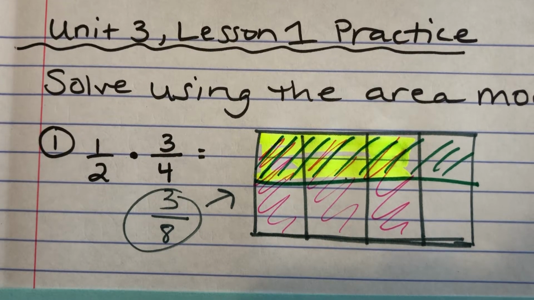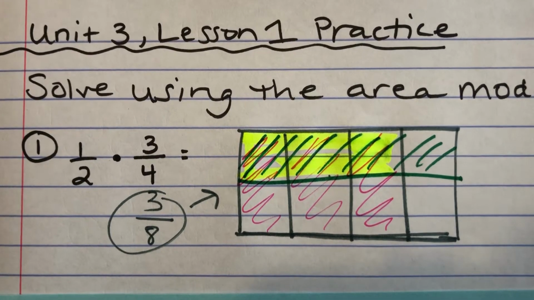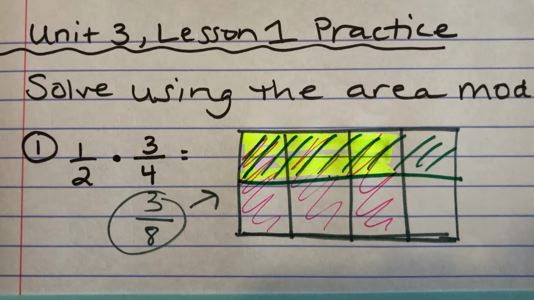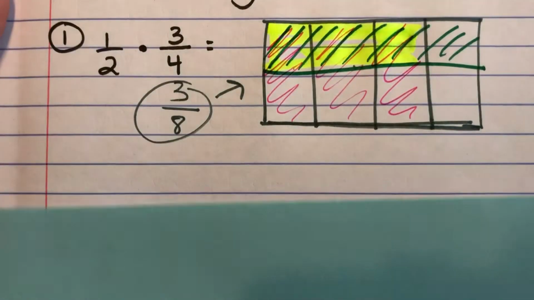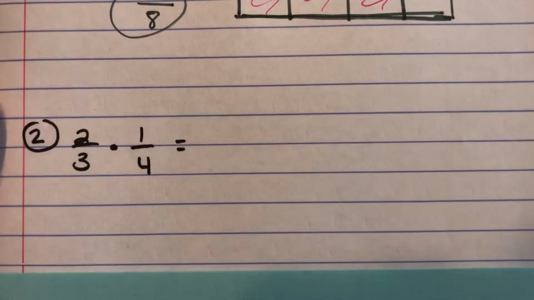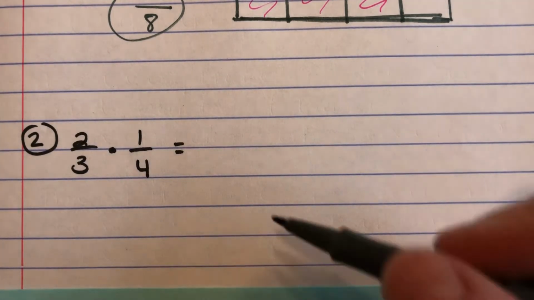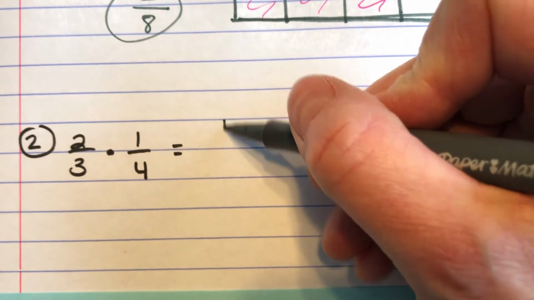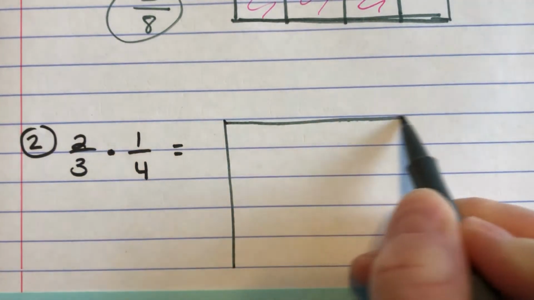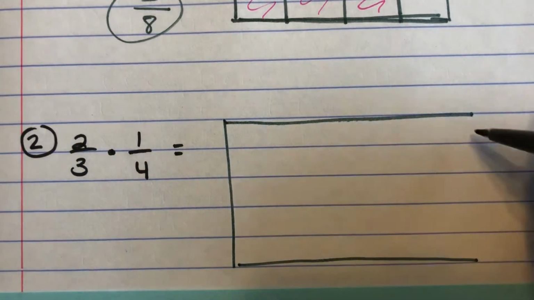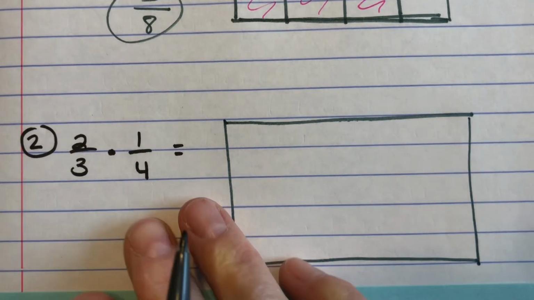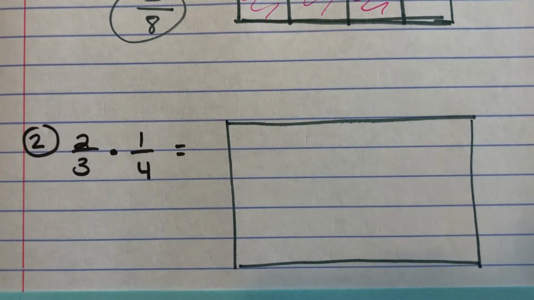So you might be thinking, well, you already taught us the standard algorithm. I know that I did, but I also know that you're going to be responsible for understanding the model as well. So I want to make sure I'm presenting you with everything you need to know. All right, try another one, but draw the model. So 2/3 of 1/4. So draw yourself a nice little square or rectangle and go ahead and solve that using the area model. Press pause, press play when you're ready.